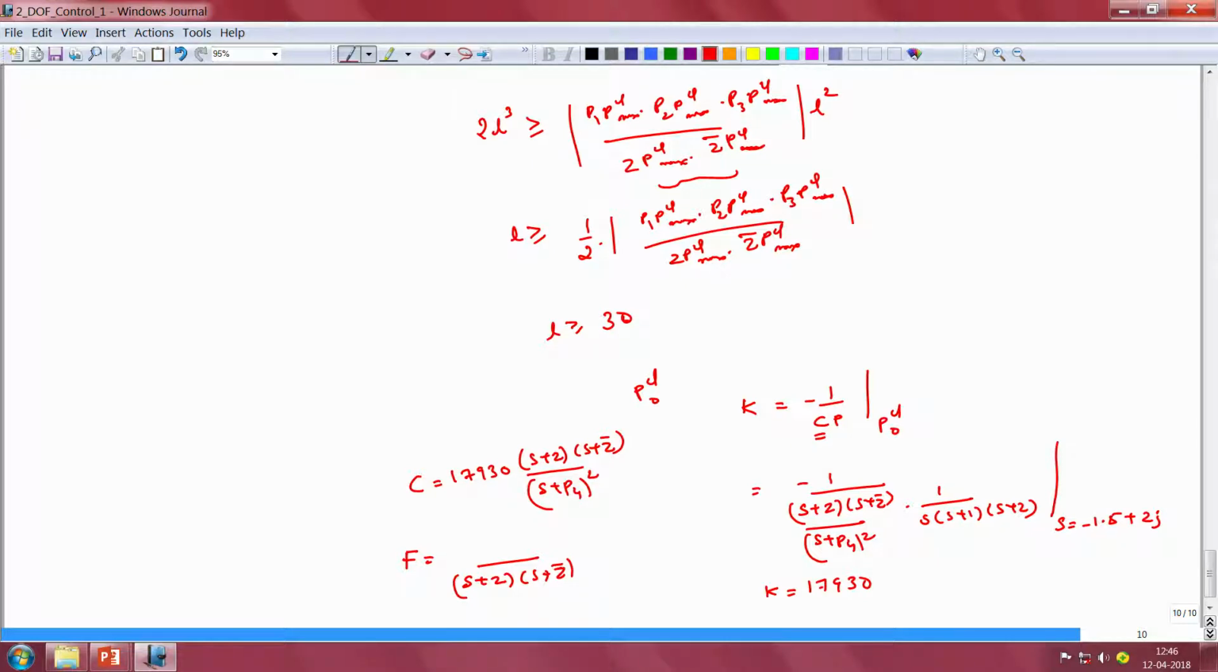And since we want our pre-filter to have unity gain, we choose the numerator to be Z Z bar, so that when we set S equal to 0 in order to obtain the DC gain of our system, we see that the gain of our pre-filter would be 1. And with this we are done with the 2 degree of freedom control design in order to achieve the specified amount of robustness of the closed loop system to the particular kind of variation we had in the plant parameters.